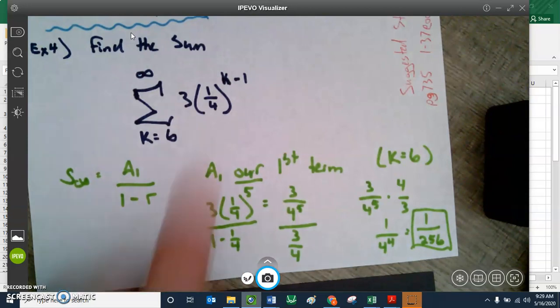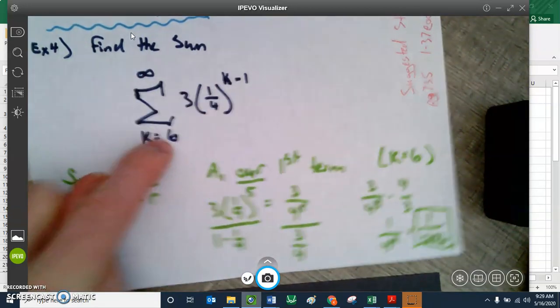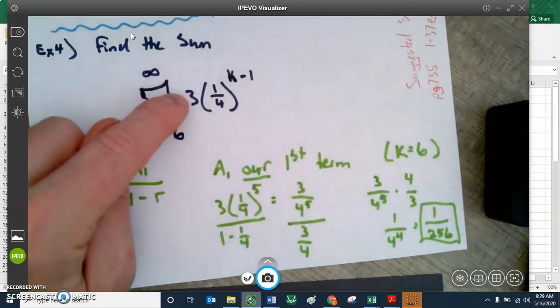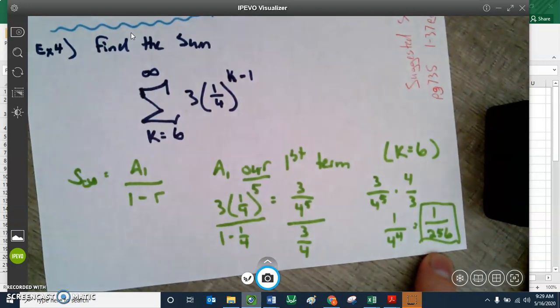Okay? If you add up all the terms, starting from the 6th term, forever, that sum is going to approach, or get close to, or is going to be 1 over 256.